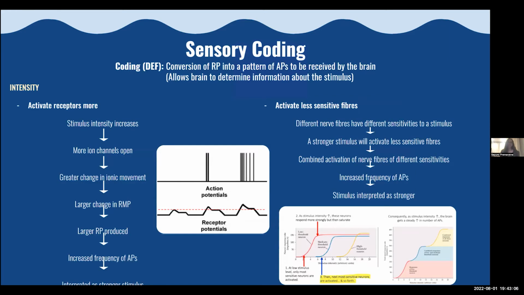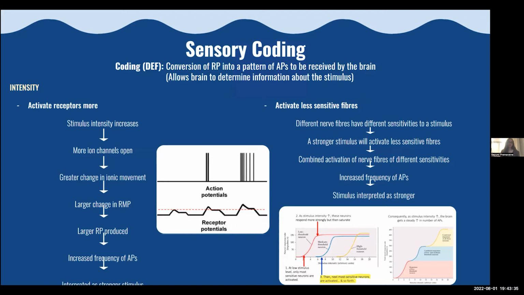So, sensory coding. Coding is pretty much where a receptor potential is going to be converted into a pattern of action potentials. And that pattern of action potentials can convey different parts of information about the stimulus. So the first one is intensity. There are two different ways the brain can interpret this information.